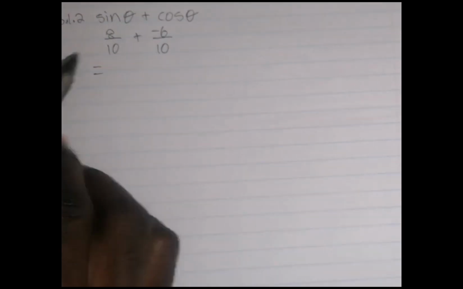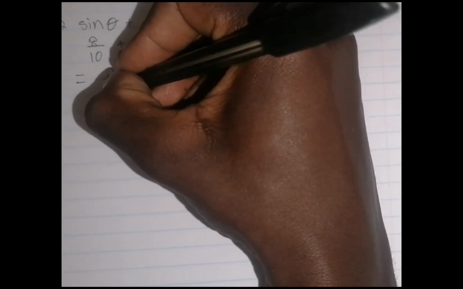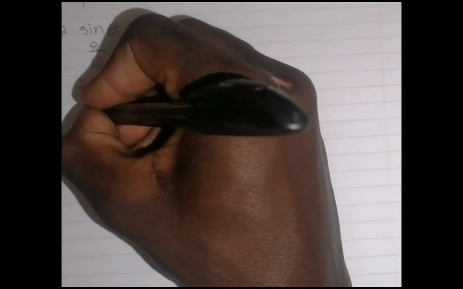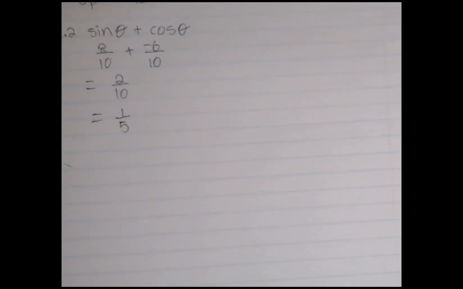Now for the final answer, since the denominators are the same, we are allowed to add or subtract the numerators. 8 minus 6 is 2 over 10. 2 over 10 is the same as 1 over 5 when it is simplified, and you've come to your final answer.